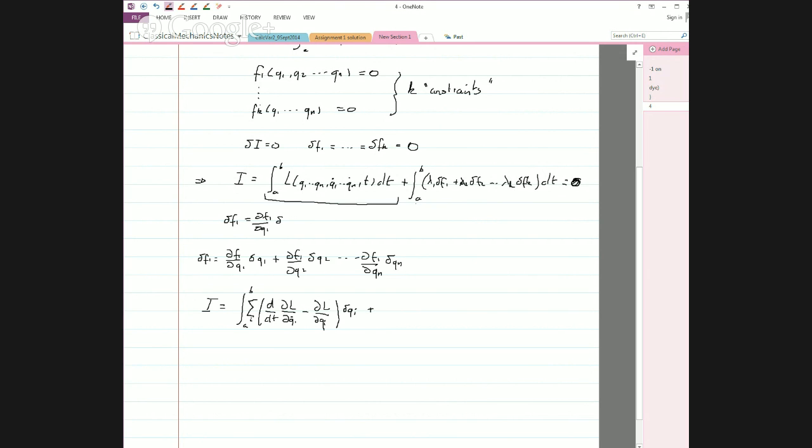The second term, this term here, there's the delta F1, right? It is this sum here, ∂F1/∂q1 delta q1, etc. So the delta F1 is going to have a delta q1 in it. The delta F2 is going to have a delta q1 in it. And so each one of these terms has a delta q1, delta q2, etc. Right?